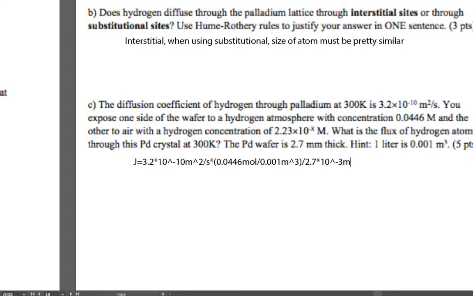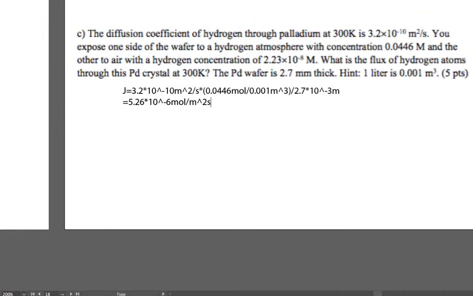So when you do this, okay, I see where I made the error. So we should get the number, which is 5.26 times 10 to the power of negative 6 moles per meter squared second. So that's that. Good. We have calculated the flux.